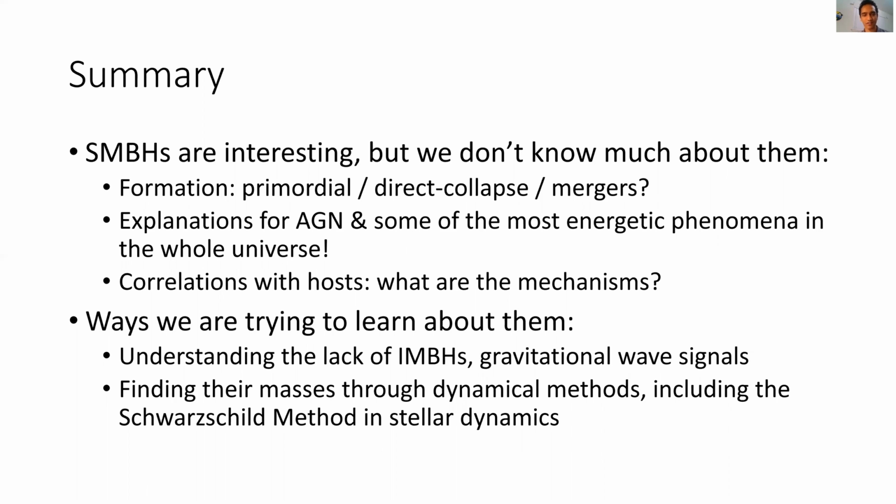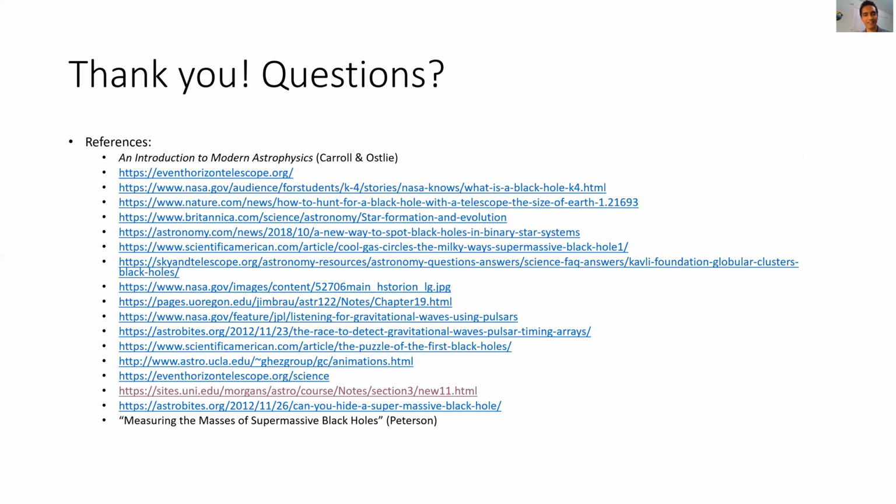The way we're trying to learn more about them, so we can firm up maybe the formation and the mechanisms for those correlations, is understanding the lack of the intermediate mass ones, maybe through more gravitational wave signals, like better detectors, more interesting methods, and also finding their masses through dynamical methods, just building up our database of observations and confidence. And one of those methods that I'm going to be working on later is the Schwarzschild method in stellar dynamics. That's all I have for now. Thank you. I can take any questions as well.